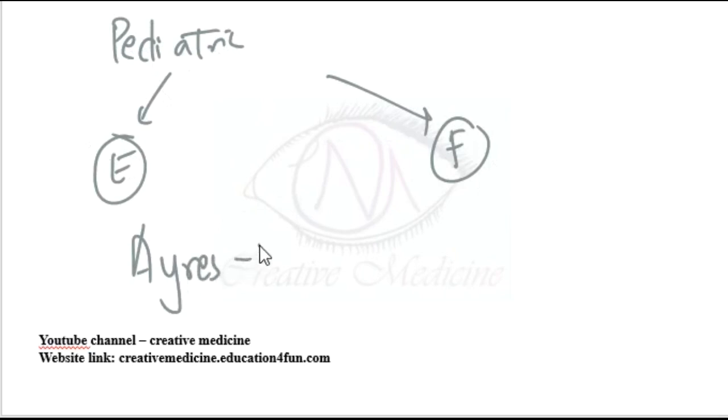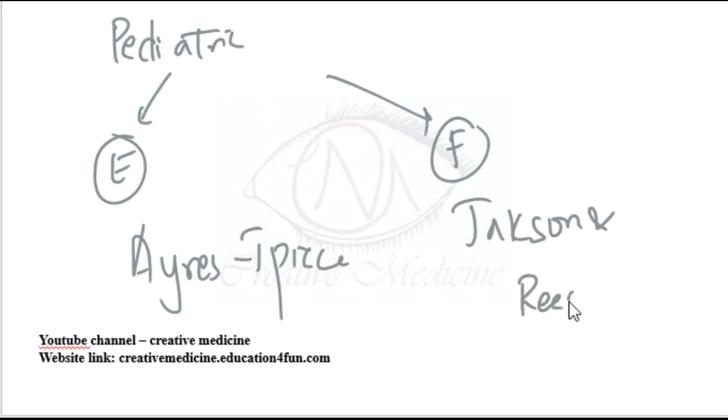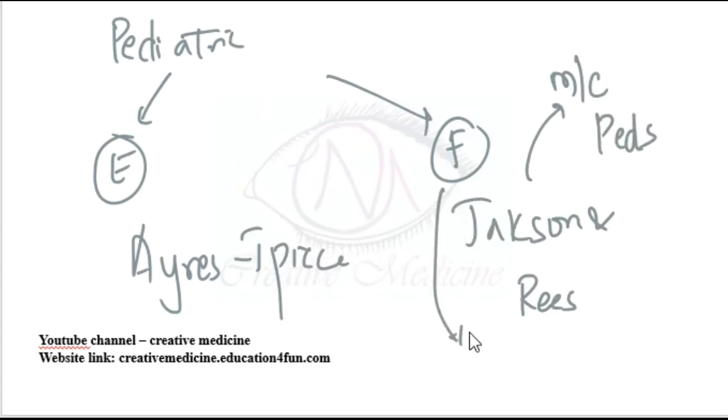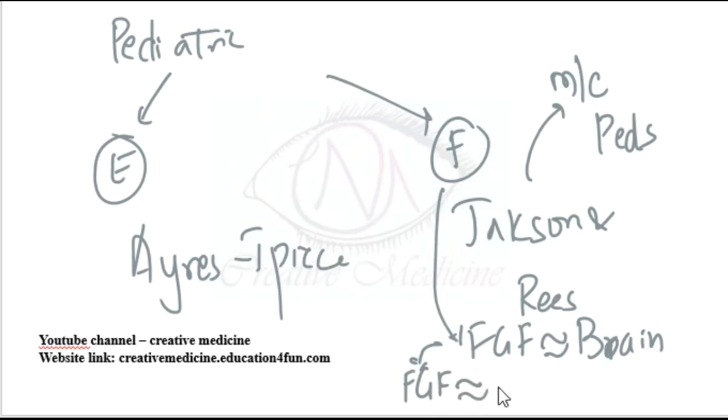Mapleson F, Jackson and Rees modification of Ayre's T-piece, is the most commonly used pediatric semi-closed circuit. In this, fresh gas flow is approximately equal to Bain circuit. That is, fresh gas flow is equal to 1.6 times the minute ventilation for controlled ventilation, whereas fresh gas flow is equal to 2.5 times the minute ventilation for spontaneous ventilation.